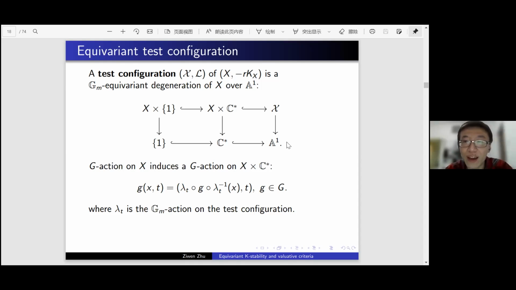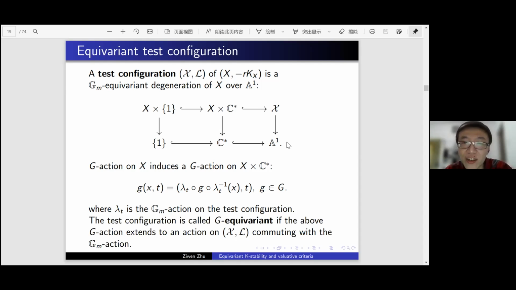Okay, so we have this conjugation about moving the fibers. And so we conjugate the action of G by this C star action coming from the test configuration. Okay, so this is how we give this action of G outside the central fiber of the test configuration. So if we have a G action on X and we have a test configuration, we always have an action outside the central fiber.